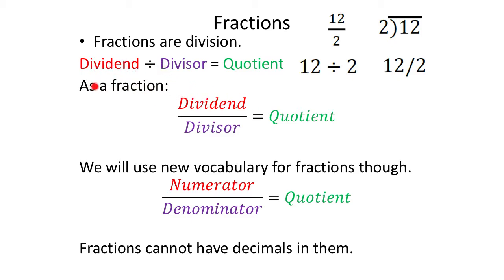Let me set this up first. The fraction indicates that the dividend is the top number, which we've seen, and the divisor is the bottom number, which we have also seen. It equals the quotient. The result is the quotient.